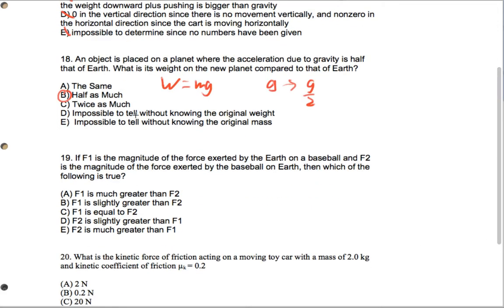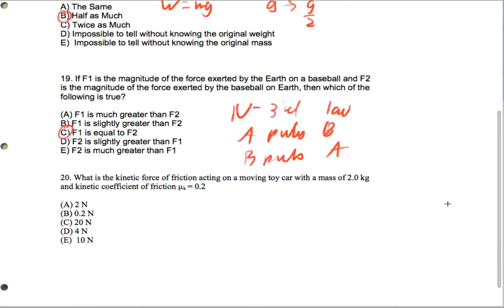So F1 is a force exerted by Earth on a baseball, and F2 is the force the baseball exerts on the Earth. Whenever you have these third law situations, remember they are equal because of Newton's third law, which says that if A pushes B, B pushes A with an equal and opposite force.